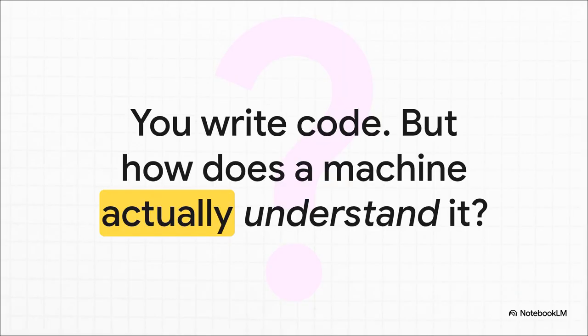You sit down, you write some code, maybe it's Python, maybe C, and it just works. It feels like magic, right? You type some text, and this machine does something incredible. But how? How does a physical box of silicon and metal actually understand an abstract idea? Well, that's the big mystery we're going to solve today.